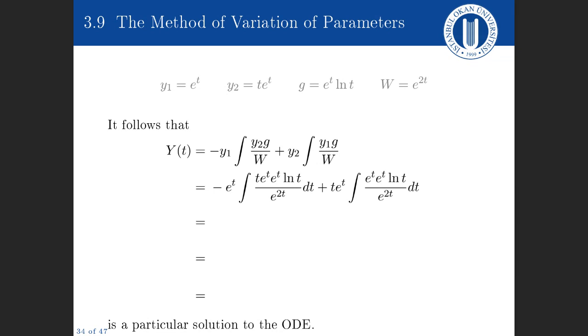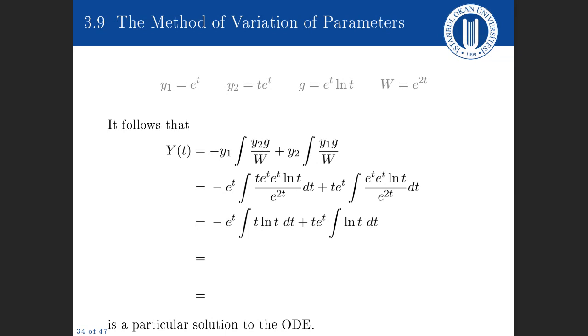Some of these terms are going to cancel. e to the power t, e to the power t will cancel with e to the power 2t, and also over here. So what do we have? We have to calculate two integrals, the integral of t ln t and the integral of ln t. That's exactly the same two integrals that we had to calculate using the previous method.